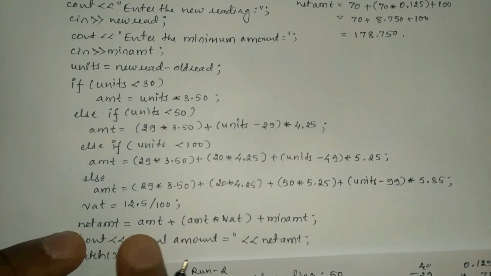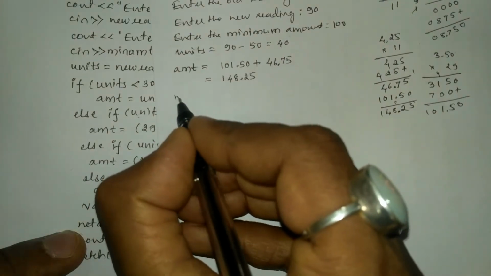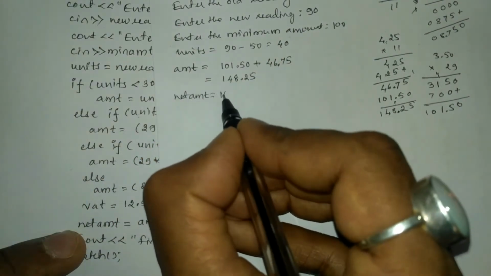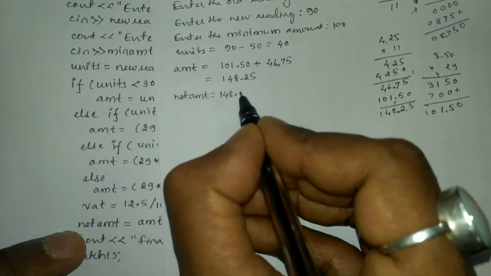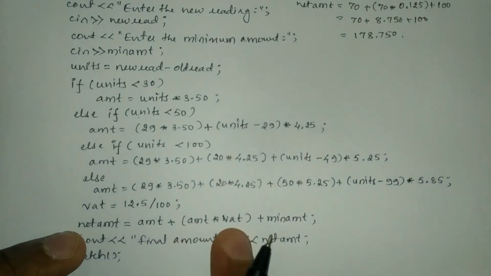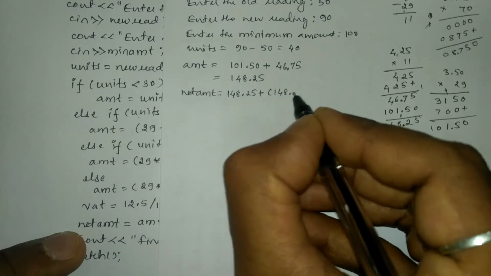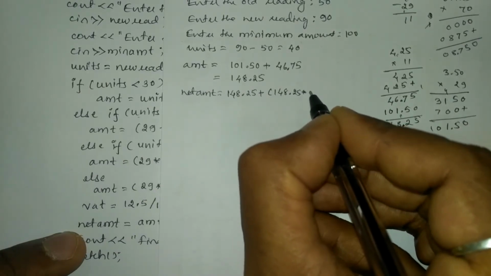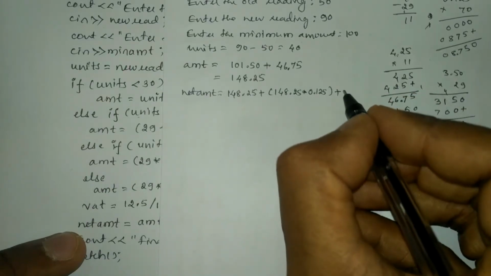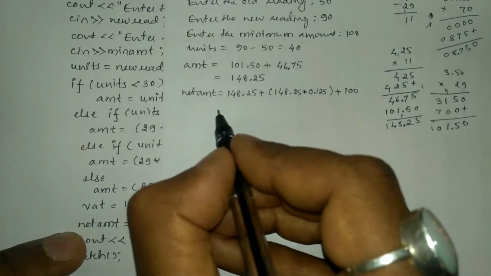Next we are going to calculate the net amount. So how to calculate net amount? Here I am going to write net amount is equal to amount, so first amount is 148.25, plus amount into VAT. So amount into VAT is 148.25 into 0.125, plus the minimum amount. The minimum amount we have taken here is 100. So we'll keep that one fixed, right?